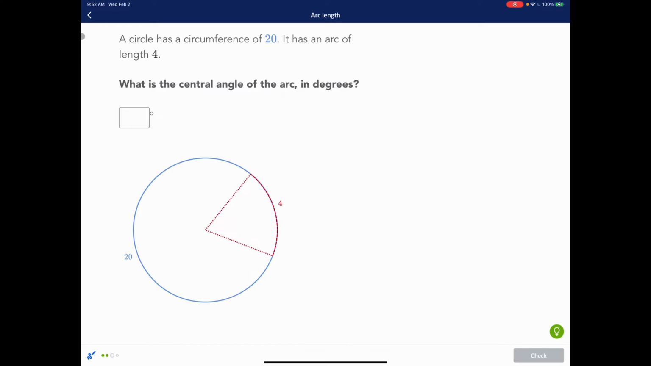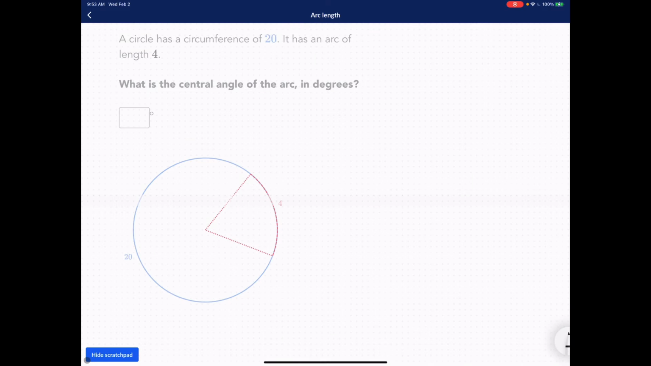Okay. This one is asking, what is the central angle of the arc in degrees? Okay, well, let's take a look. So we already know that this time we're going to find this arc length, and we're going to call it x. So we know that the entire circumference is 20. So the circumference is 20.